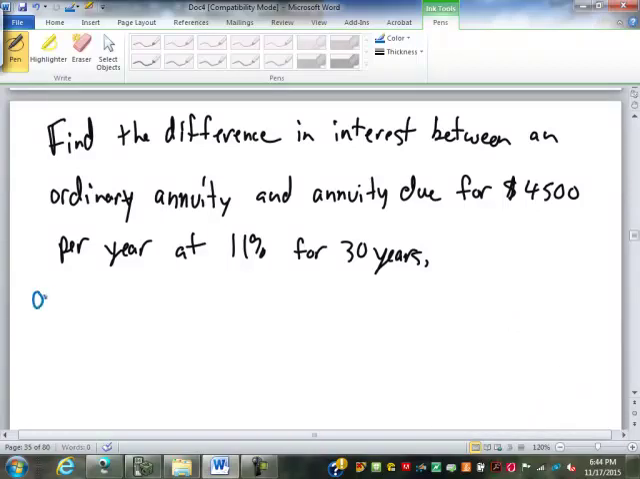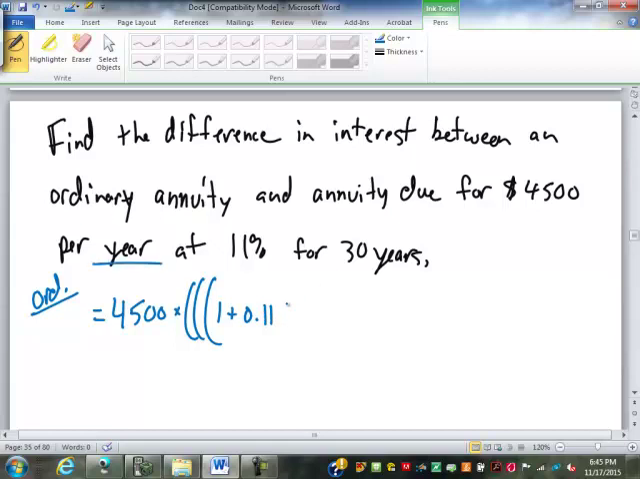So let's find the ordinary annuity. The future value would be 4,500 times (1 plus 0.11, this is per year, so we divide by 1 or just leave it) to the power of 30, because it's only 1 period a year for 30 years, minus 1, close, divided by 0.11 divided by 1 again, so just 0.11, close and close. So that's going to be our ordinary annuity. Let's see what that comes out to be.